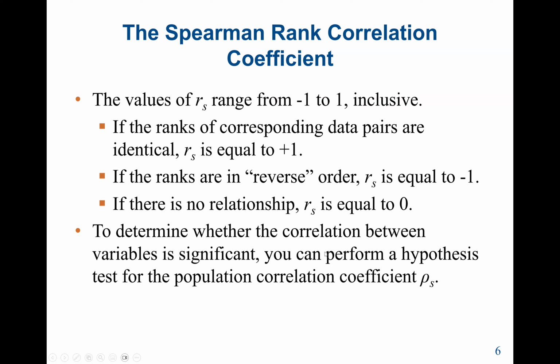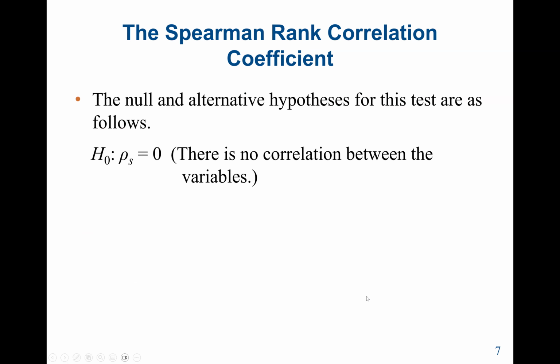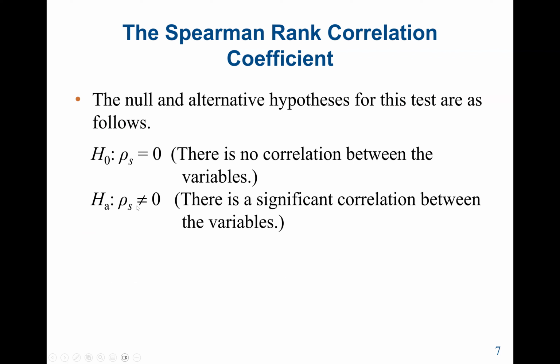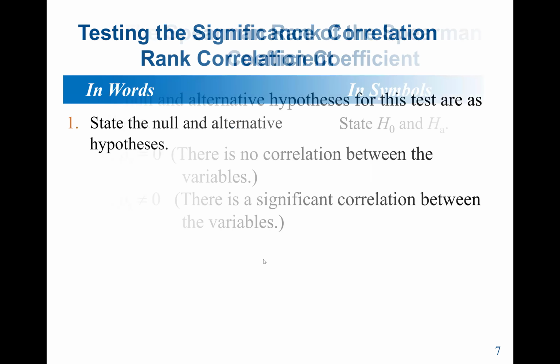Now, to determine whether the correlation between the variables is significant, we can also perform hypothesis tests for the population correlation coefficient, same as again with Pearson correlation. The null and the alternative hypotheses for this test are as follows. The null hypothesis is that the population correlation, or rho, is equal to 0. And if it's equal to 0, what does it mean? There's no correlation between the variables. Then the alternative hypothesis, or H_A, will be rho not equal to 0, which means there's a significant correlation between the variables, always.